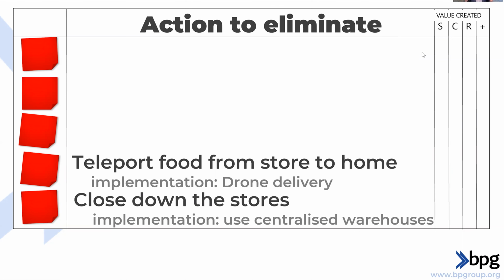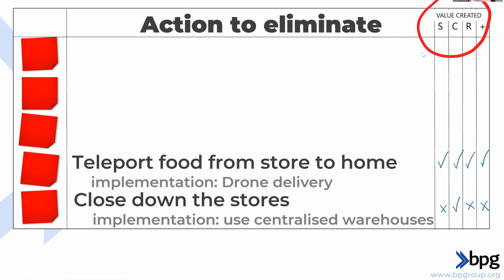So you see, you're going to put a bunch of actions to eliminate here, teleport food from store to home. Well, unless you're at the quantum level, teleportation isn't actually feasible at the moment. However, we could implement that in terms of drone delivery. That would give us some of the benefits of that. What about closing stores down? Well, we could implement centralized warehouses. So if we identify those things in terms of what benefits, what value would we create, the drone delivery improves service, reduces cost, grows revenue, and also improves our brand perception. Close down stores less so. It's actually a detriment to service.